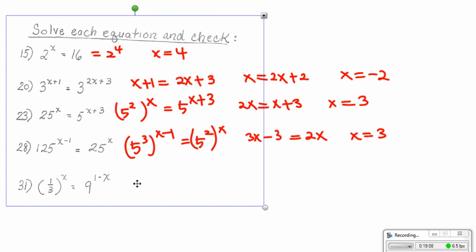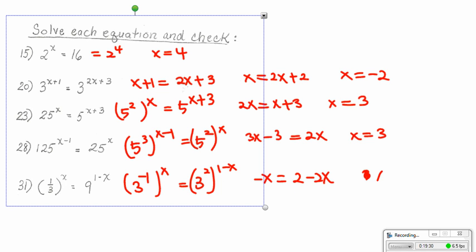Here we have 3 to the -1 to the x power is equal to 3 squared to the 1 minus x power. That means here we have -x must be equal to 2 minus 2x. Then we realize that x must be equal to 2. And checking it, we can plug all these x values back in place of x.